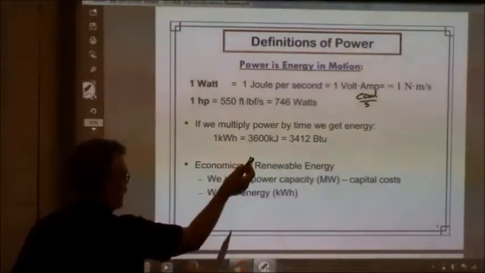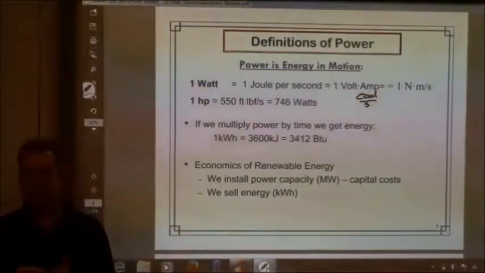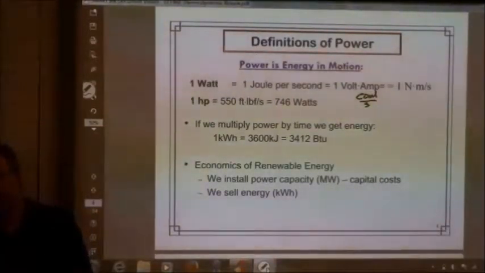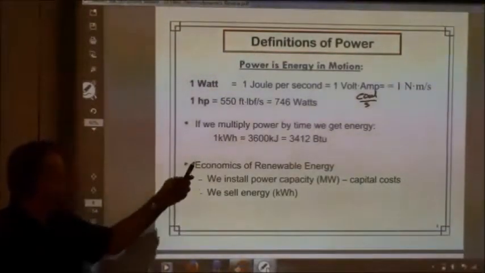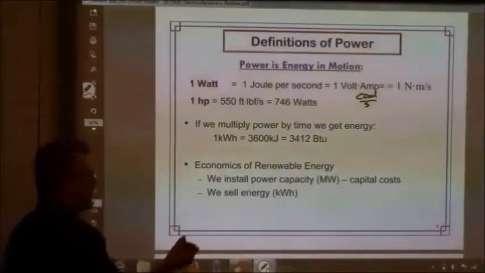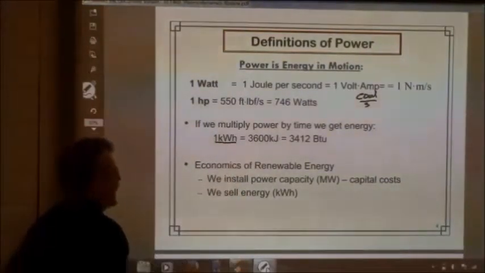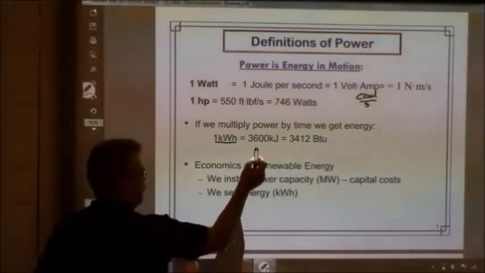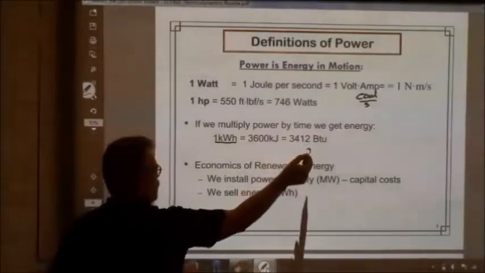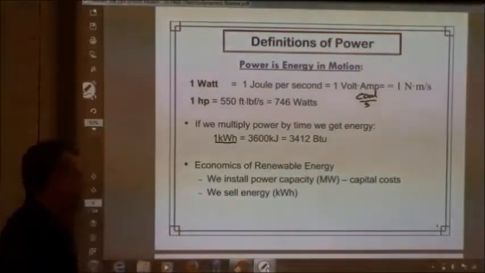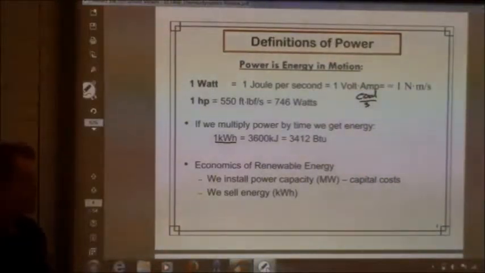If we multiply power by time, we get energy. For instance, if we take kilowatts, which is a joule per second, and multiply by the number of seconds in an hour, we get a kilowatt hour. So this is a unit of energy, and it is defined as 3,600 kilojoules, or 3412 BTU. So these are conversion factors that we will end up using a lot.